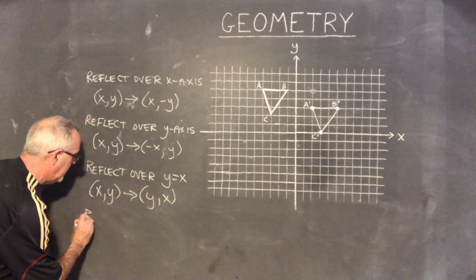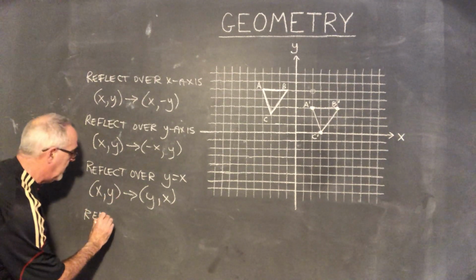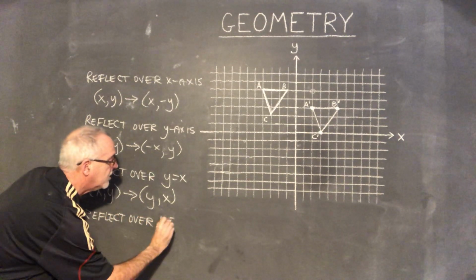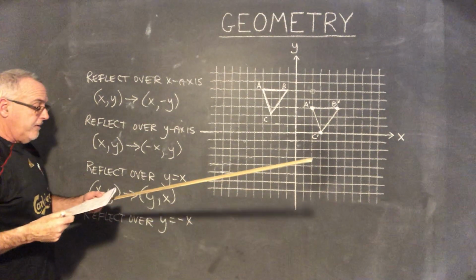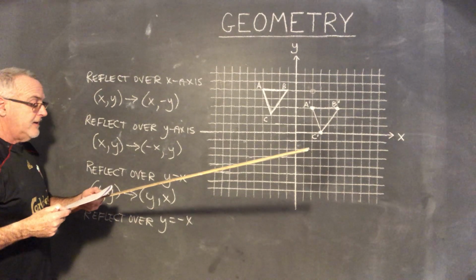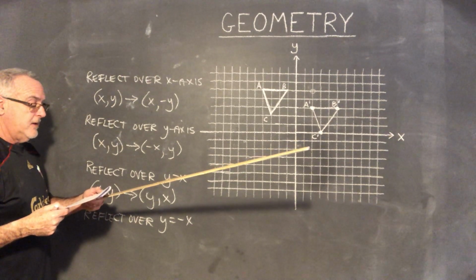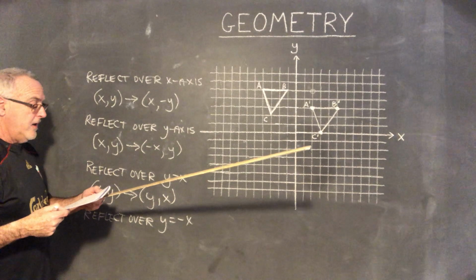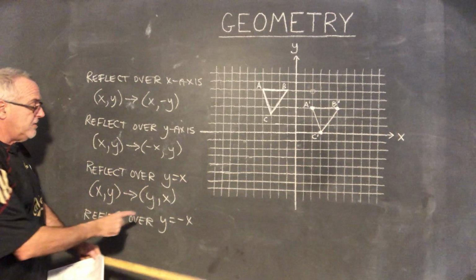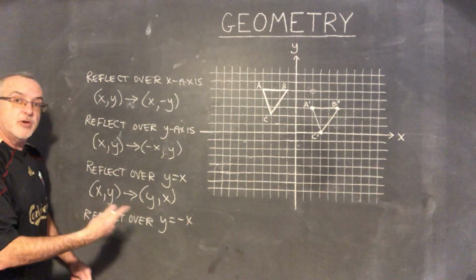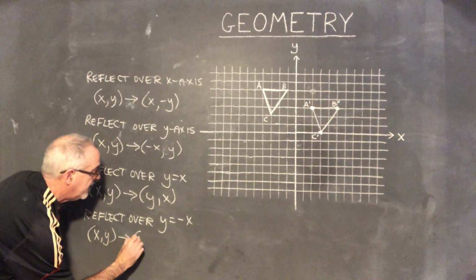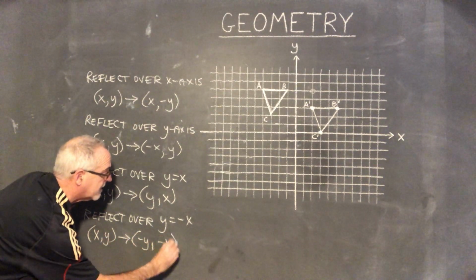Finally, and it is getting messier and messier, my handwriting, reflect over y equals negative x. And when we reflect over y equals negative x, where'd it go? Reflect over y equals, there it is. The x and the y change places again like this, but they also change signs. So you have x, y, arrow, negative y, negative x.